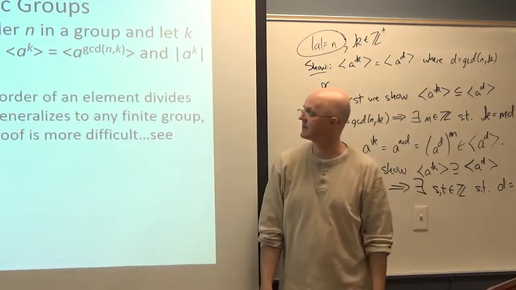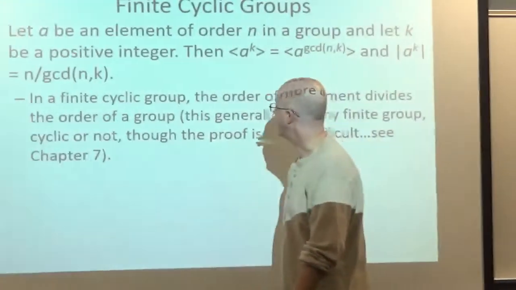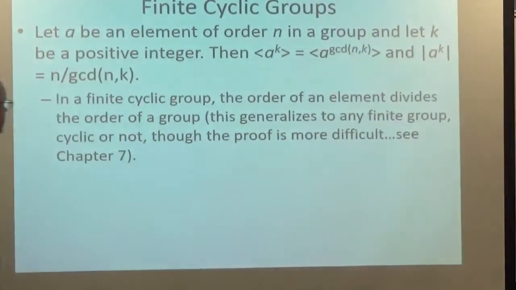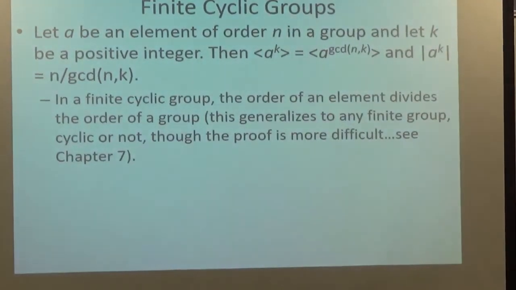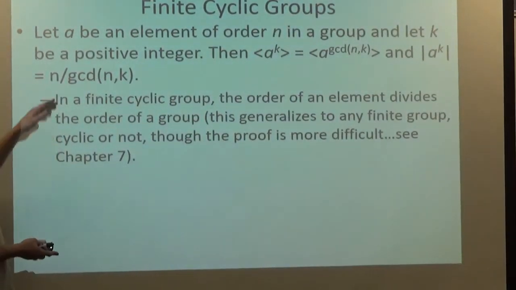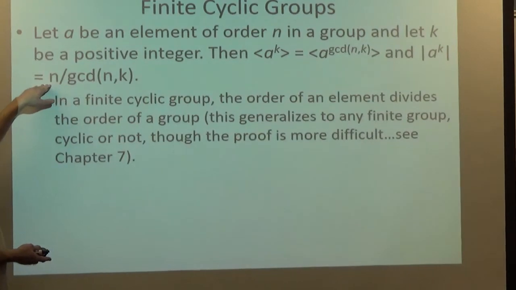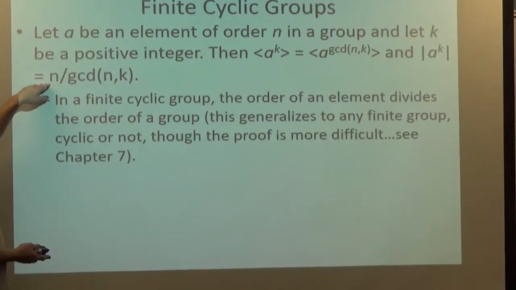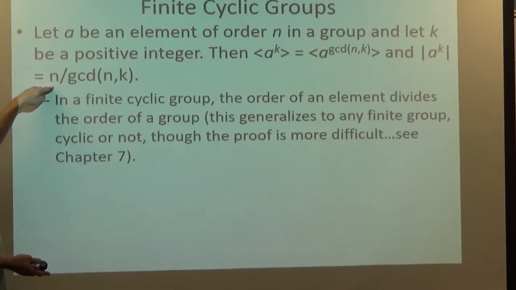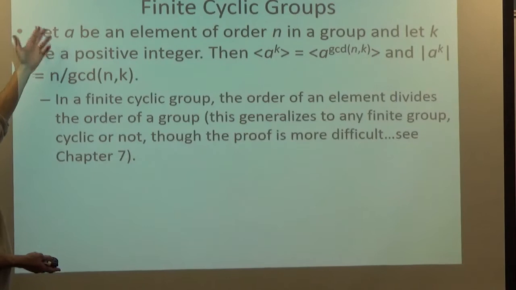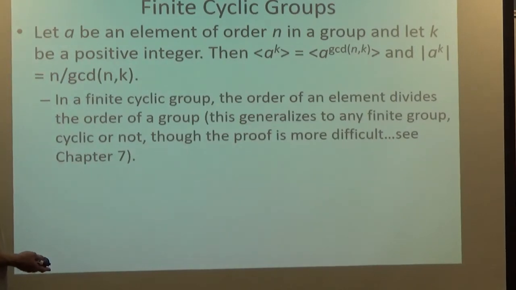There are corollaries of this. In a finite cyclic group, the order of an element divides the order of the group. Because of this equality here, actually. a to the k is an arbitrary element of a finite cyclic group. n is the order of the group, because it's the order of the subgroup of a generator. But it's the order of the generator.